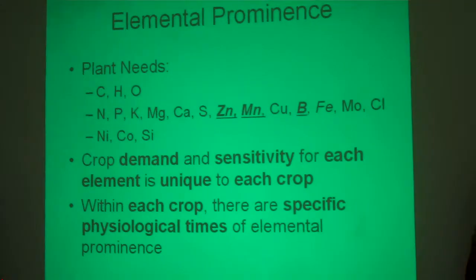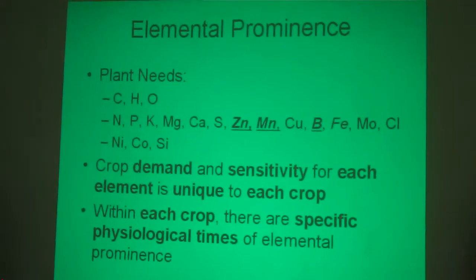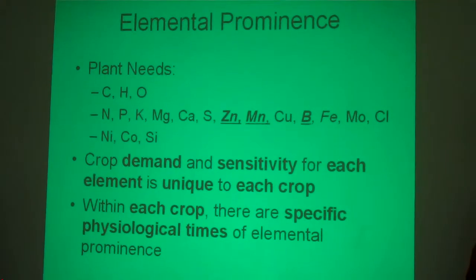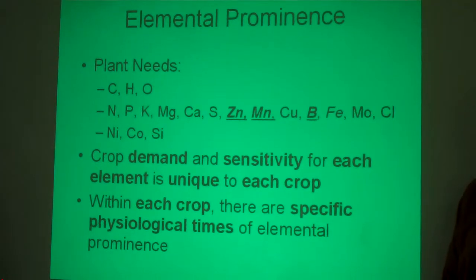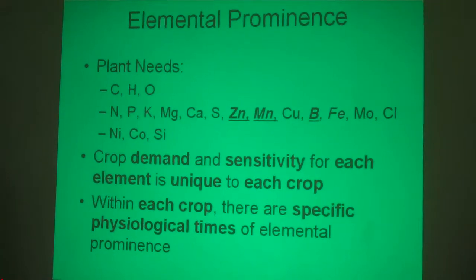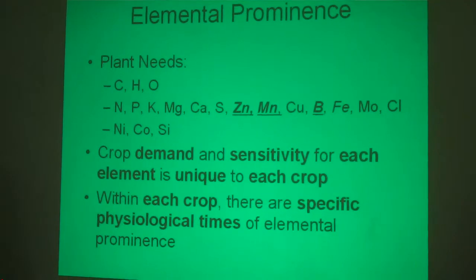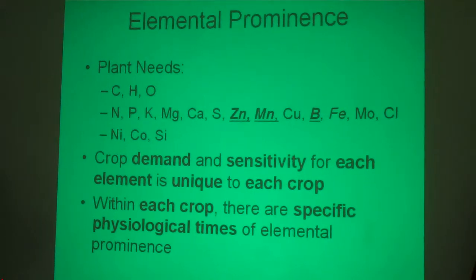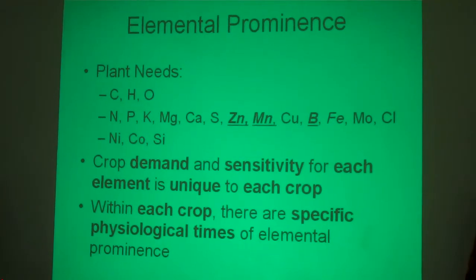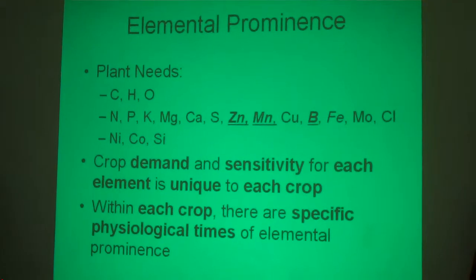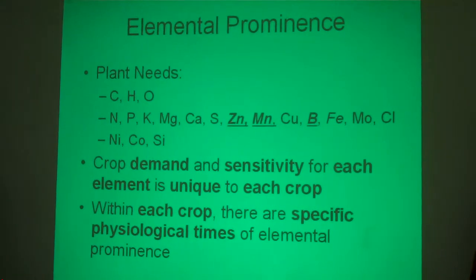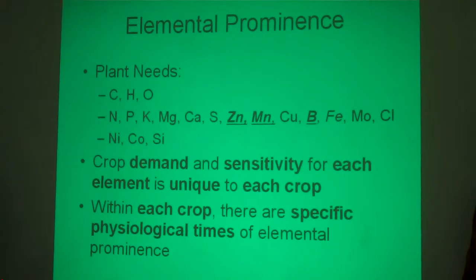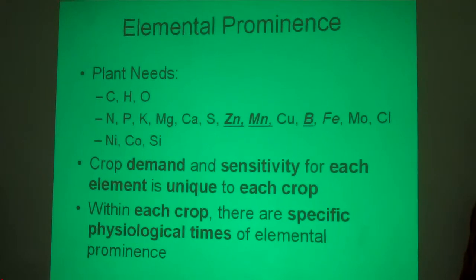Plants need many nutrients, the majors of them being nitrogen, phosphorus, and potassium. The main micronutrient ones are zinc, manganese, and boron. If you do not have your N, P and K in balance, your micronutrients cannot express their full benefit. And it's about understanding the elemental prominence and understanding that each crop has a sensitive time to a sensitive nutrition. So corn needs zinc at a certain time. Corn could use manganese at a different time than a soybean plant could. And so each crop is unique with each physiological time of elemental prominence.